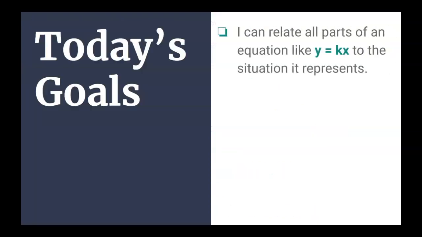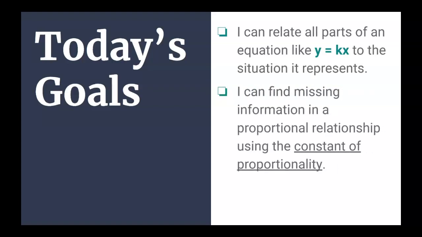All right, do you feel like you can figure out what the parts of an equation really represent in real life? And can you find missing information by using your equations and that constant of proportionality? I hope so.